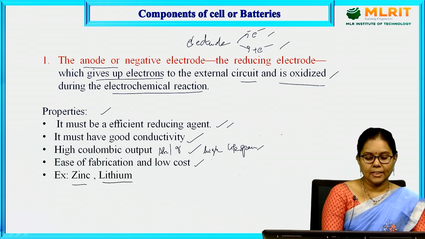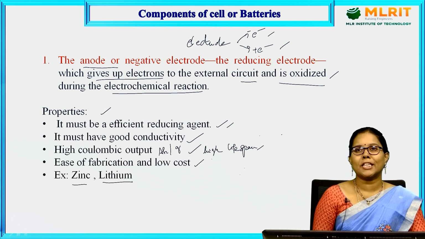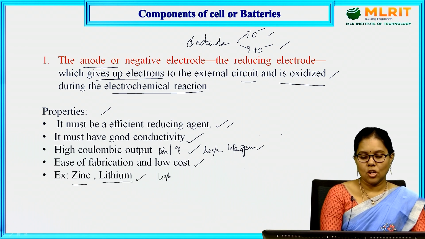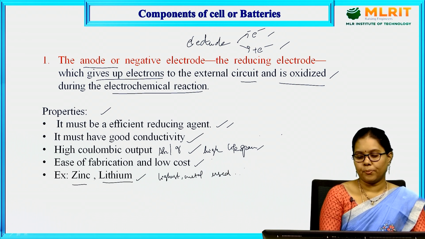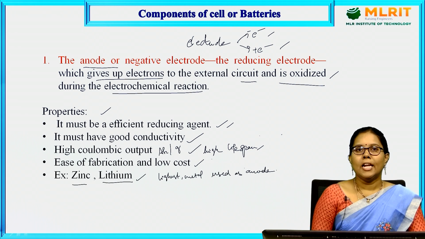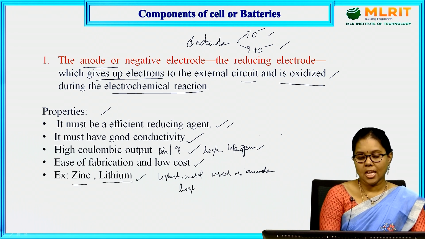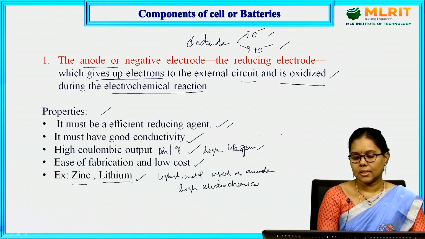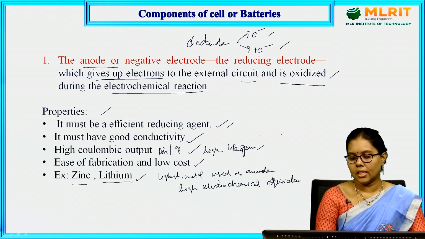Let us take lithium. Lithium is an attractive, lightest metal used as anode. It has high electrochemical equivalence.